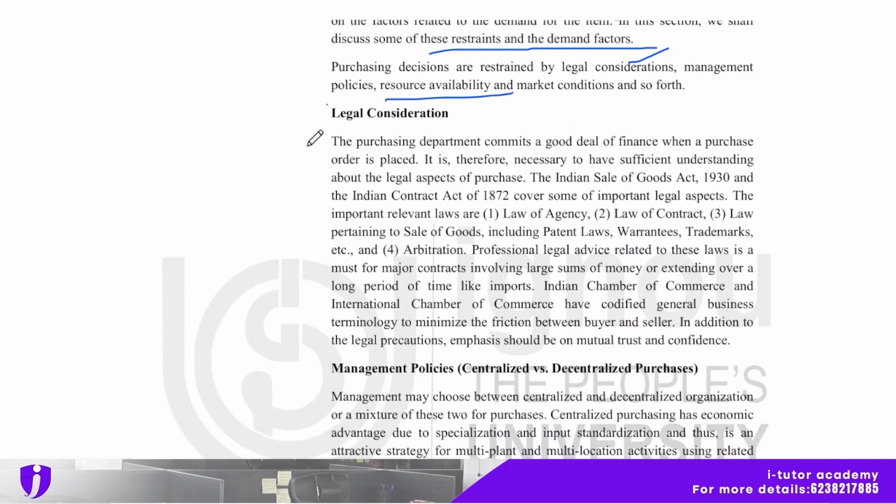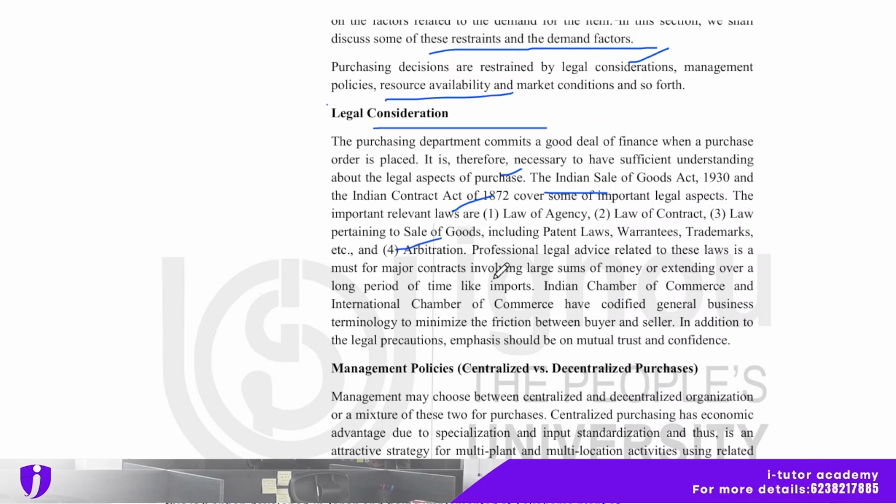So first of all, legal considerations. The purchasing department commits a good deal of finance when a purchase order is placed, and it is therefore necessary to have sufficient understanding about the legal aspects of purchase. So the Indian Sale of Goods Act 1930 and the Indian Contract Act 1872 cover some of the important legal aspects. The important relevant laws are law of agency, law of contract, law pertaining to sale of goods including patent law, warranties, trademark, etc.